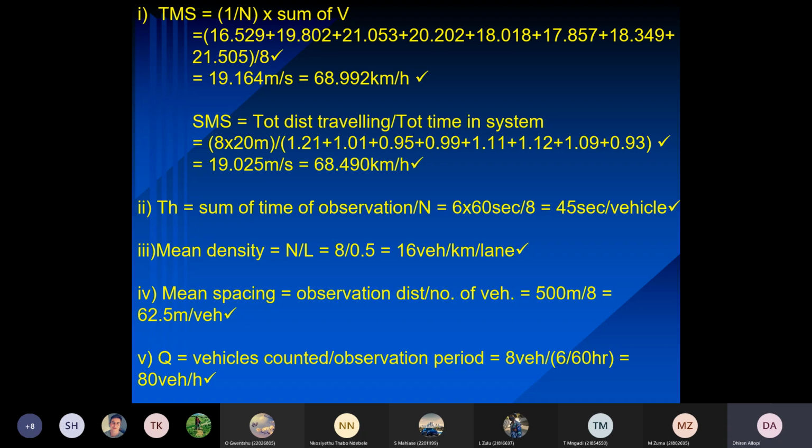And then finally, your flow, which is the number of vehicles counted, in your case 8, divided by the observation period. The observation period was 6 minutes, converted to hours by dividing by 60, hence giving you vehicles per hour.